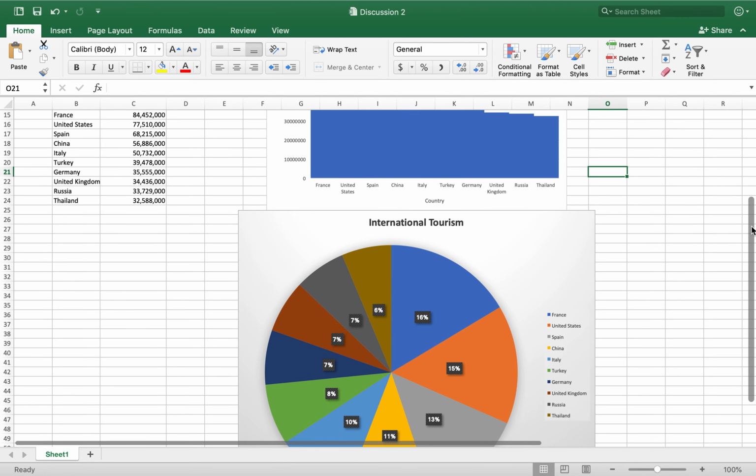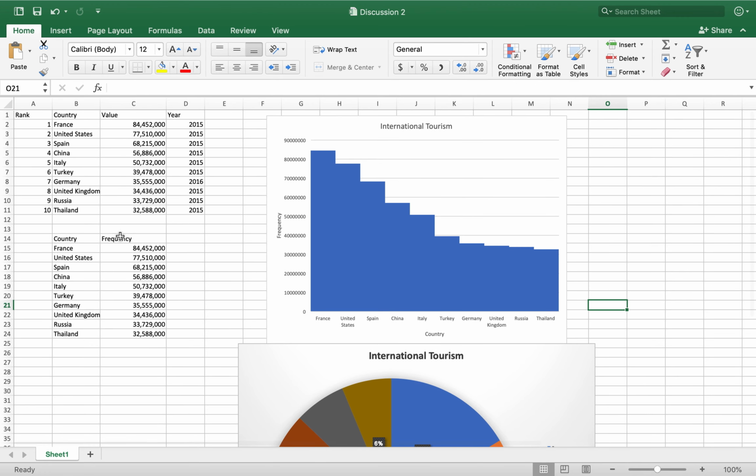But anyway, these are both my charts and then my frequency table and data set.